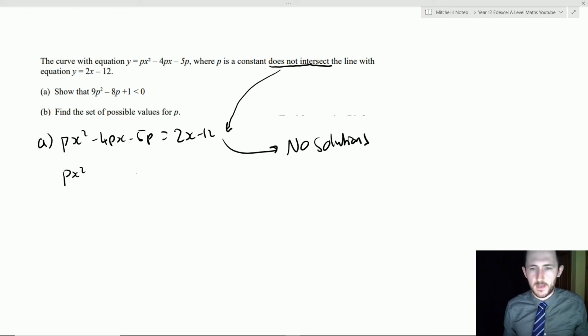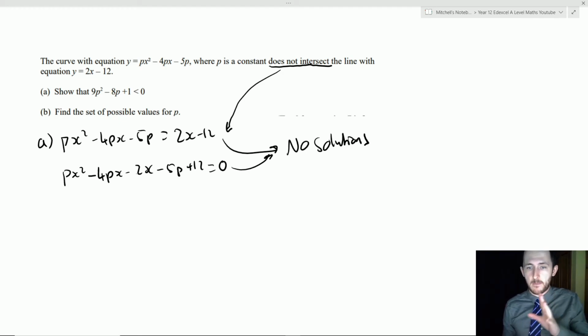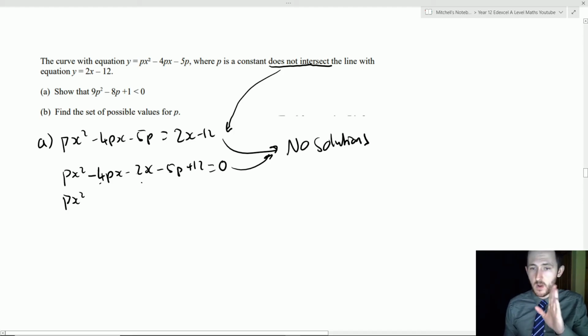So what I want to do here is make this... actually, no, I'm not going to do that in one step because that's a bit stupid. Otherwise, it will confuse you guys. Minus 5p equals 0. Now, this has no solutions. Okay? Now, I'm going to do something just to make the discriminant slightly easier. I'm going to factorize out a minus 1 from this and make it 4p plus 2x. And then just minus 5p is 12.